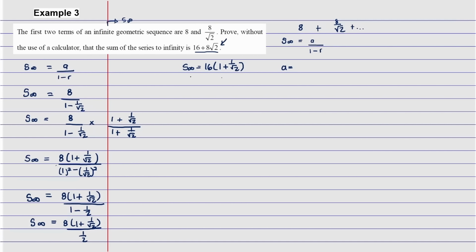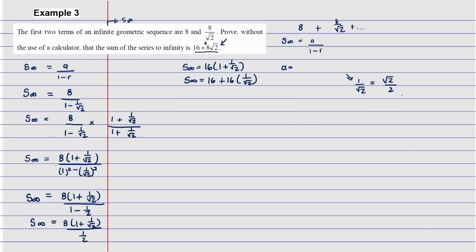So now I'm going to distribute the 16. Sum to infinity is equal to 16, plus 16 multiplied by 1 over root 2. What do I see? I see that my root 2 is in the denominator, and this is not 16, it's actually 8. What do I see? I see that 1 over root 2 is basically equal to root 2 divided by 2.